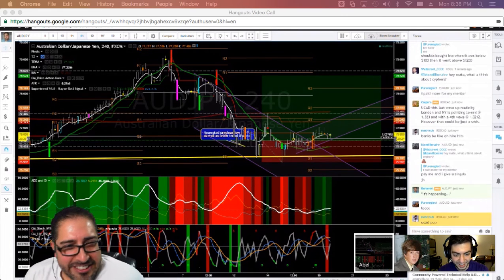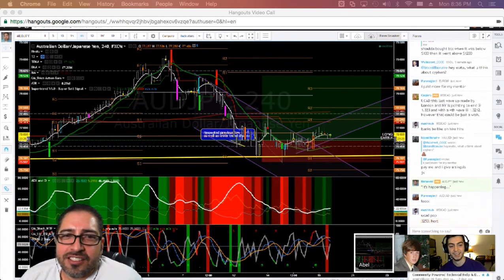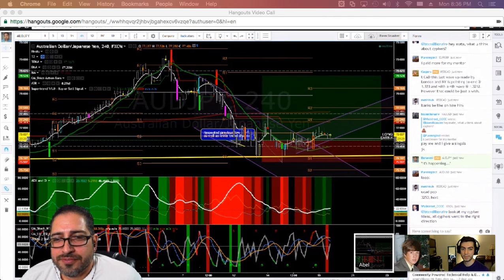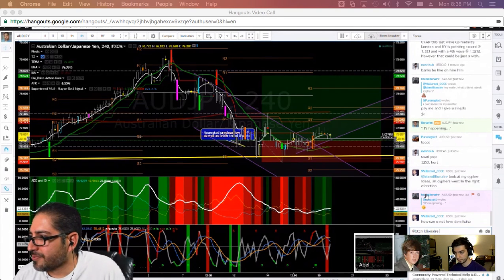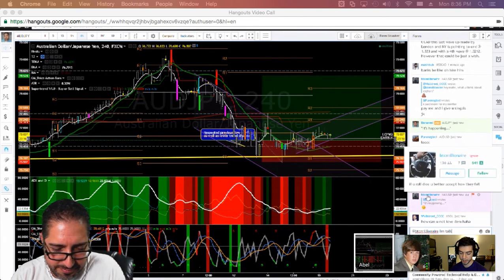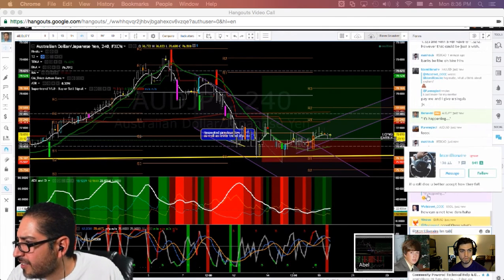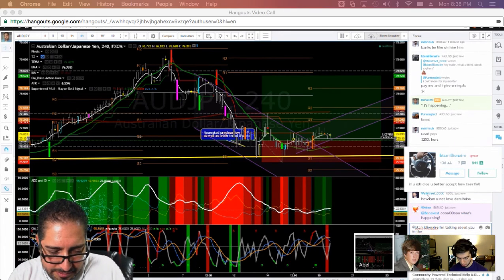Oh man, that's such a beautiful sight to see the green. Wow, like I was just down 160 and now I'm down only 130. 128. USD JPY. That's big. That's on the hour chart too. I wonder how it looks in the 4 hour. Probably still good.